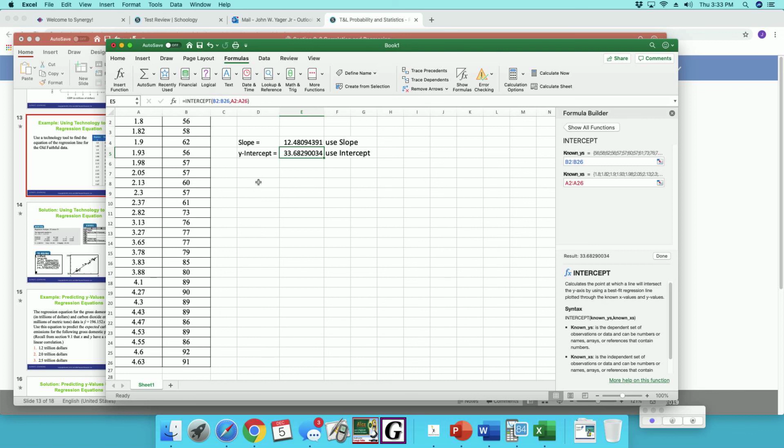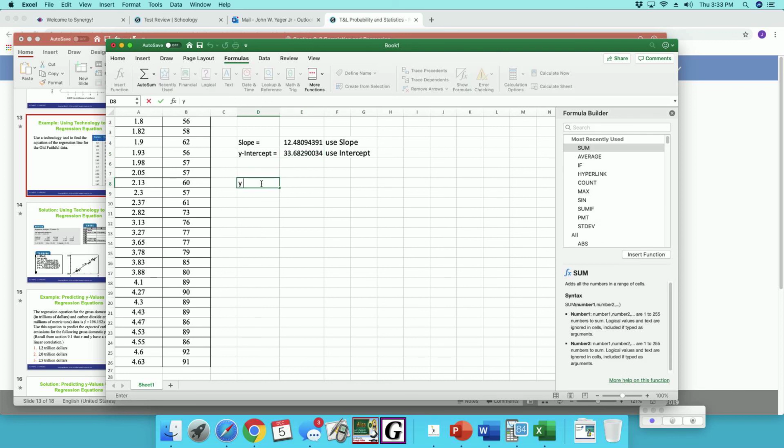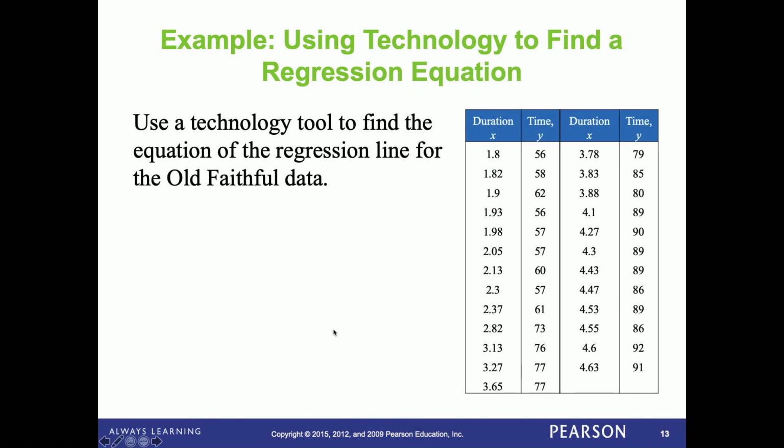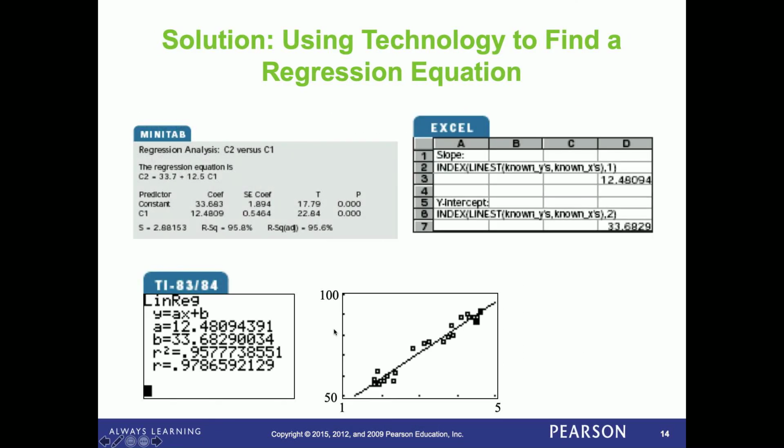So our equation would be y equals 12.48x plus 33.68. That would be our linear regression equation. Let's go back. 12.48, 33.68. Same thing. Same thing with the TI calculator. 12.48, 33.68.